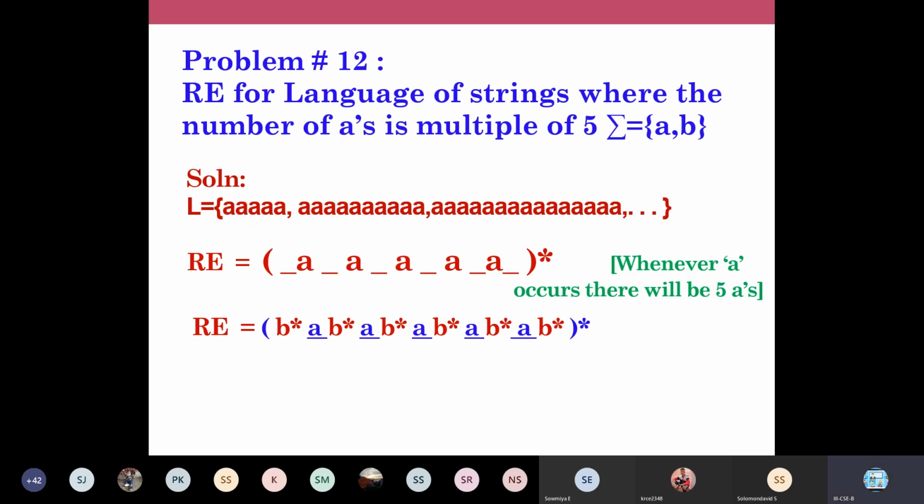Shall we go for the next one? So this is one more variation of the previous problem. In the previous problem, we saw that the number of zeros should be a multiple of 2, or it should be an even number. So now I've taken one more problem. This is also an important question, where your language will have a set of strings with symbols called A and B, where the number of A's should be a multiple of 5.